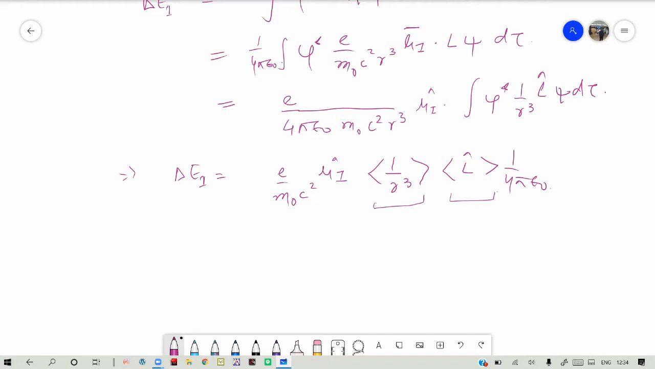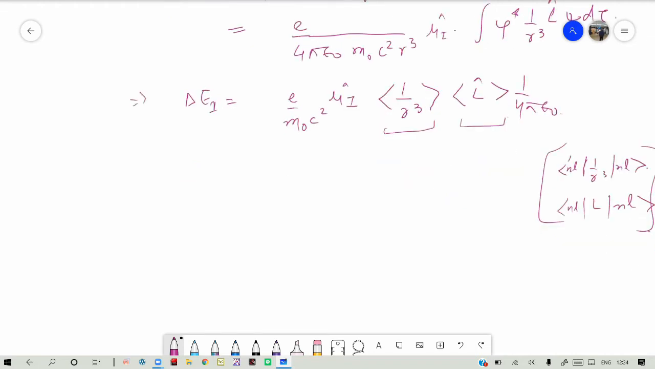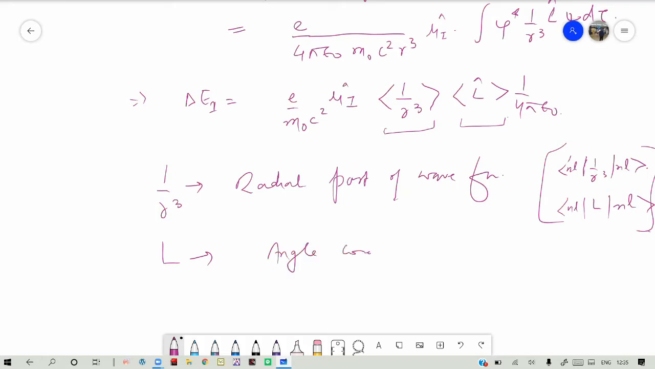The expectation value is just like this. Actually it is an r dependent function, r and theta, whatever it is. The quantum states you can write as n, l, and there is a 1 by r cube, similarly like this in the bra-ket notation. So you need to put in the expectation values of these two. If you see here, 1 by r cube is the radial part of the wave function. So it depends upon the radial part, whereas this L depends on angle coordinates because it's an orbital motion.